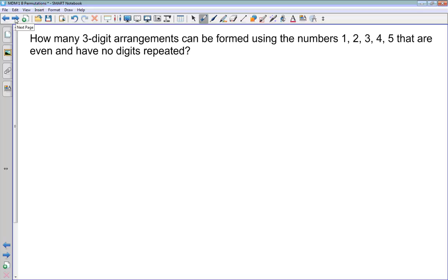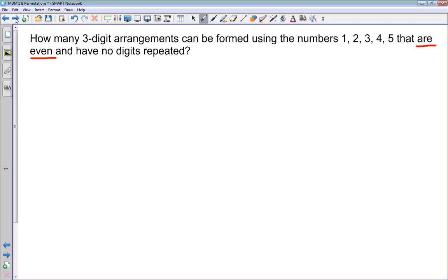So just a slightly different kind of question, a variation on this forming digits sort of thing. How many 3-digit arrangements can be formed using the numbers 1, 2, 3, 4, 5 that are even and have no digits repeated? And the key difference between this question and the last one is that the numbers have to be even. So these 3-digit arrangements have to represent an even number.